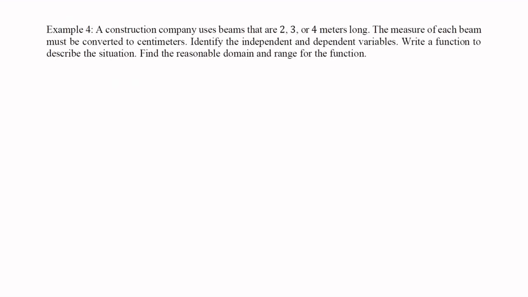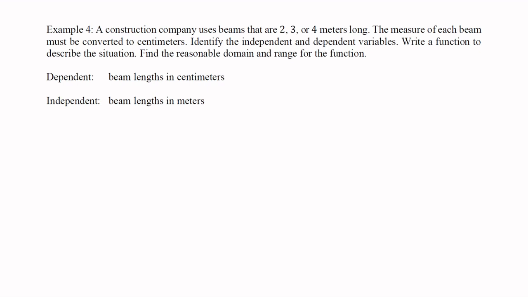A construction company uses beams that are 2, 3, or 4 meters long. The measure of each beam must be converted to centimeters. We want to identify the independent and dependent variables, write a function to describe the situation, and then find the reasonable domain and range for the function. So the beam length in centimeters is dependent on the beam length in meters.